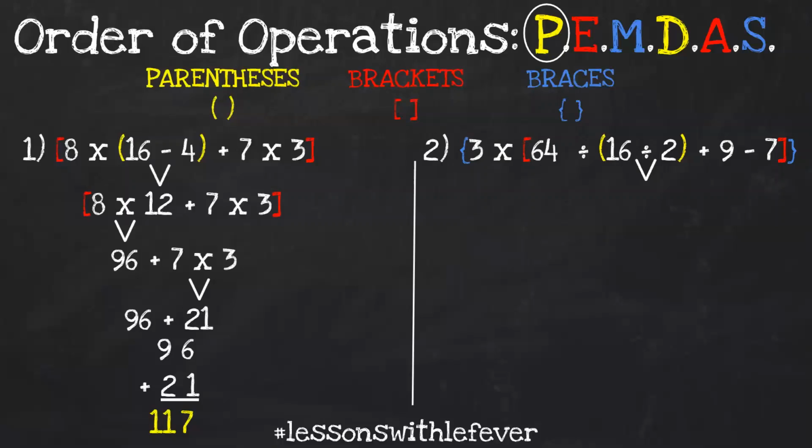If I take 16 and divide it into 2 groups, there will be 8 in each group. I rewrite the expression by bringing down the rest of the expression that I didn't yet solve. So I'm left with 3 times 64 divided by 8 plus 9 minus 7. Remember, brackets are next. And we do brackets because it's still a part of the parentheses family.